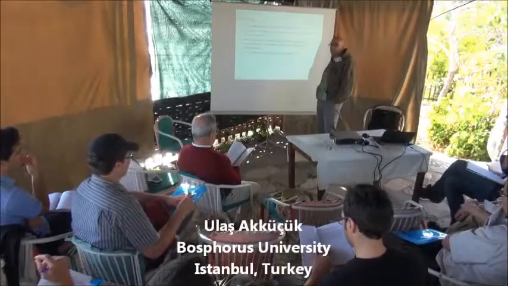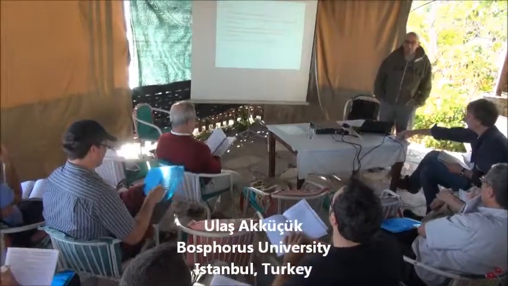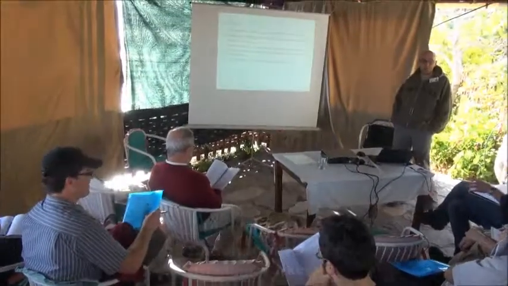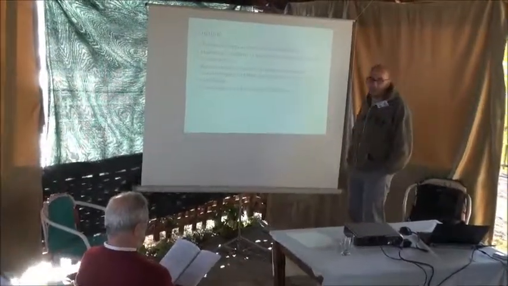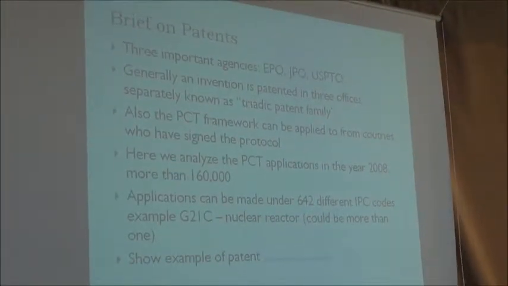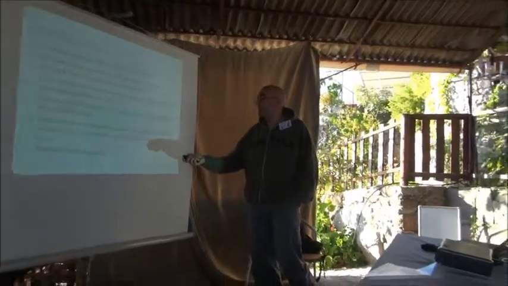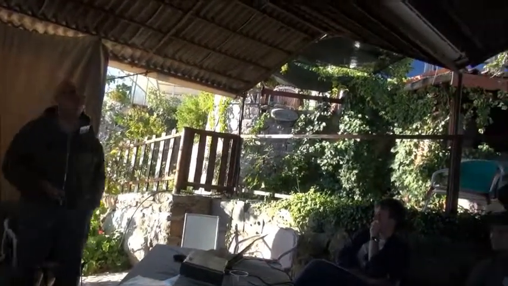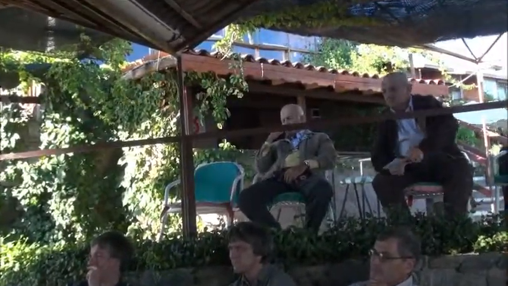An OECD publication, it's called the OECD Compendium of Patent Statistics. It's published yearly, and this data pertains to the year 2008. Patents are registered under what's called the IPC code, International Patent Codes. There are 643 of these codes, 4-digit codes. Here is an example: G21C is a nuclear reactor.